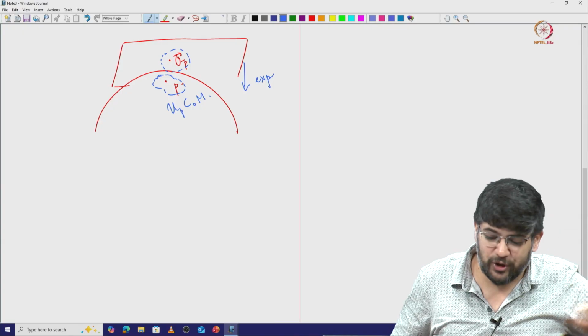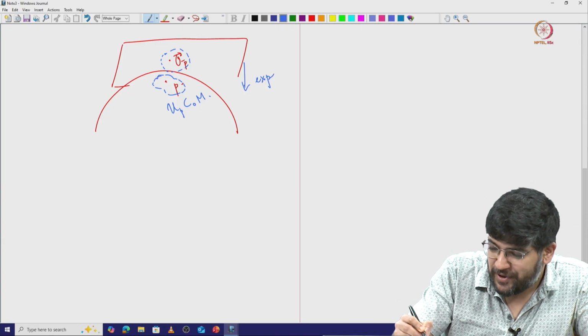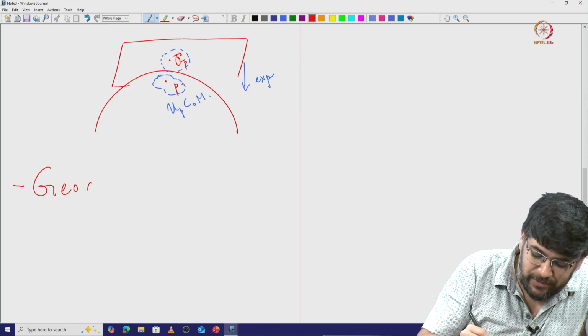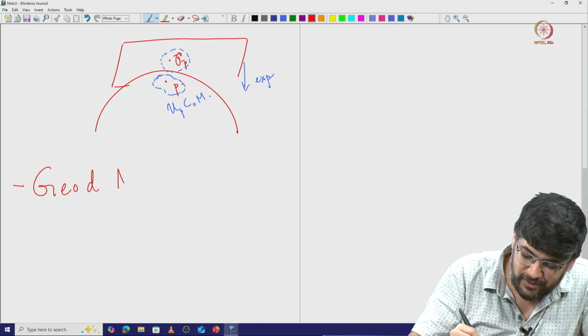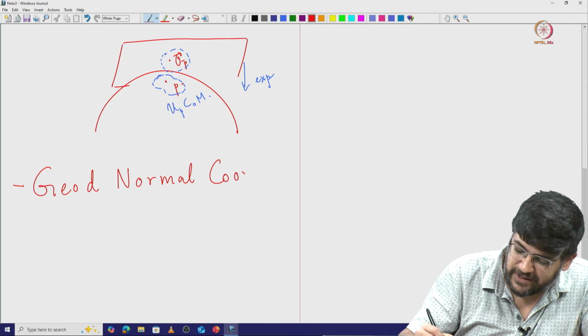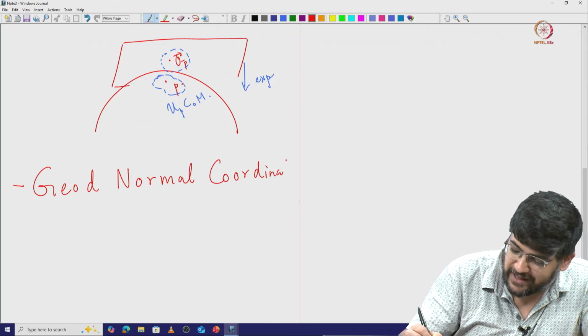Alright, so now I am going to use this map to define what are called geodesic normal coordinates. So that is the main goal of today's lecture.